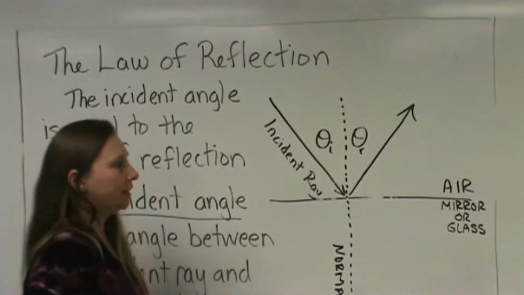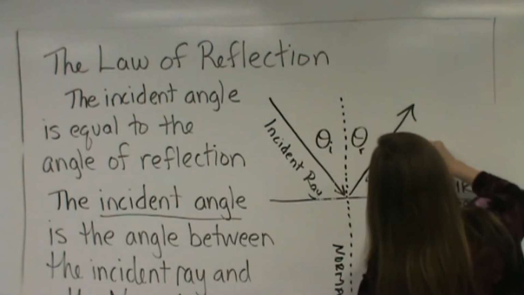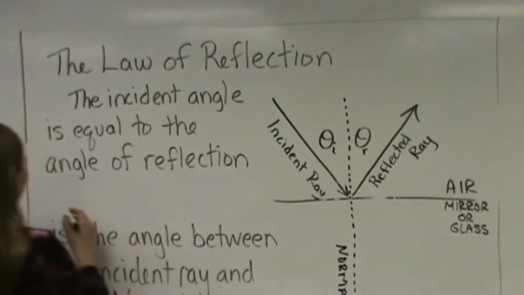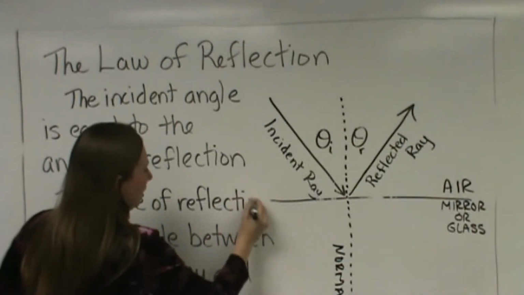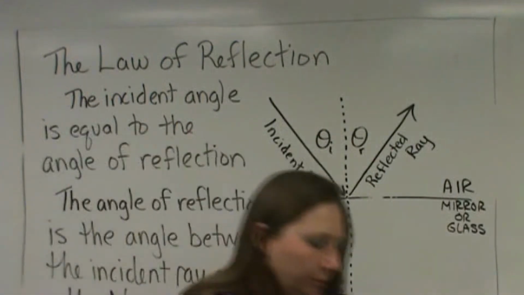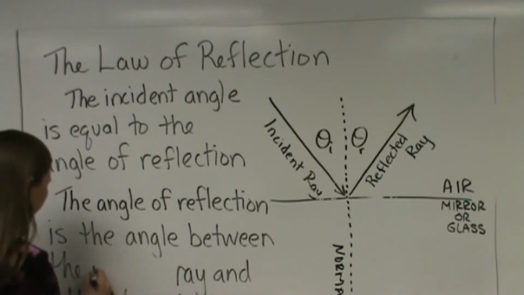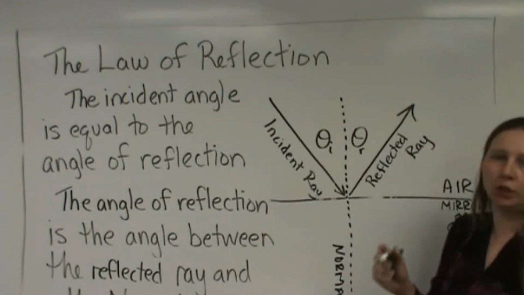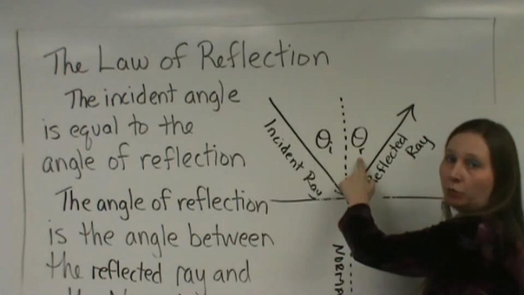All right, theta R. So, this is the incident ray. This is the reflected ray. This is the incident angle. This is the angle of reflection. Let's define angle of reflection. The angle of reflection is the angle between the reflected ray and the normal. The angle between the reflected ray and the normal. All right, so what the law of reflection is saying is that these two angles must be equal. The incident angle must be equal to the angle of reflection.